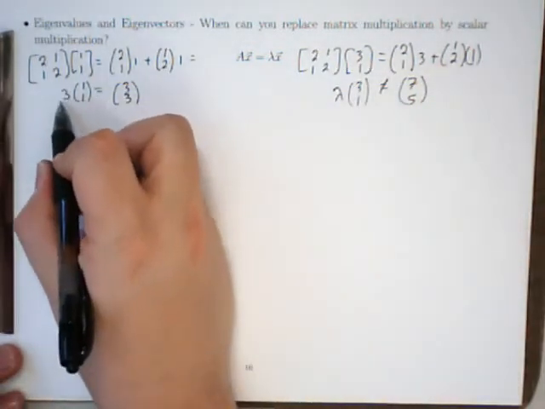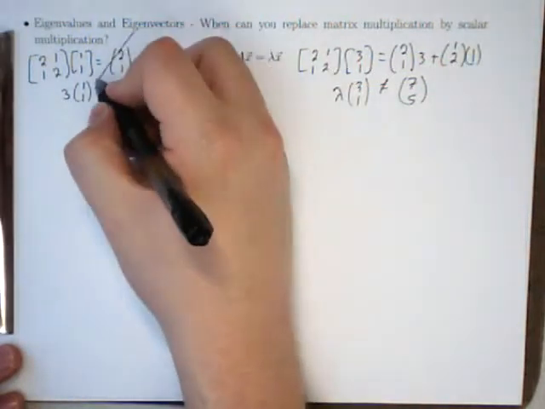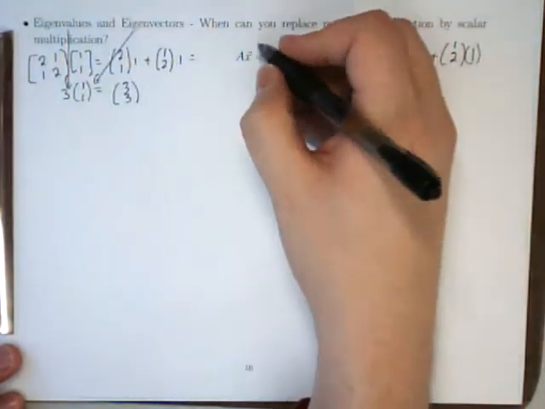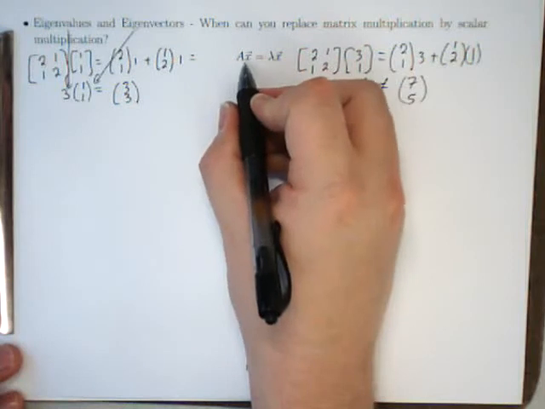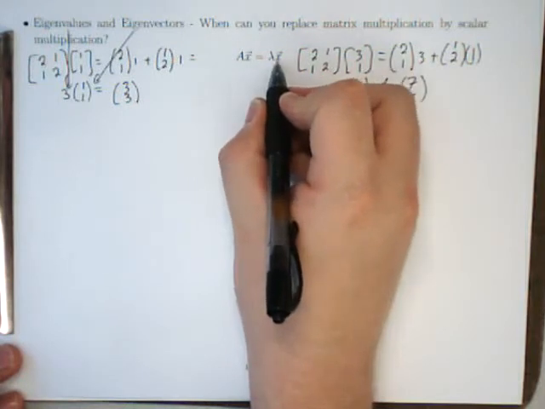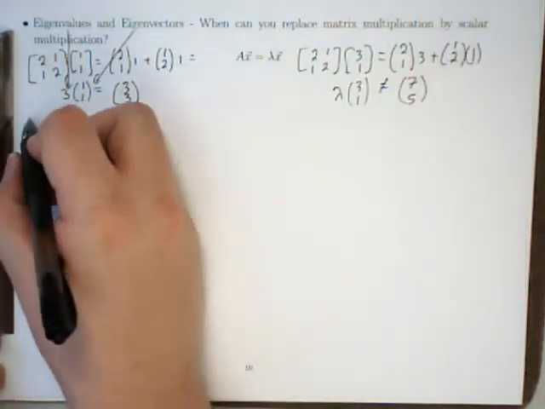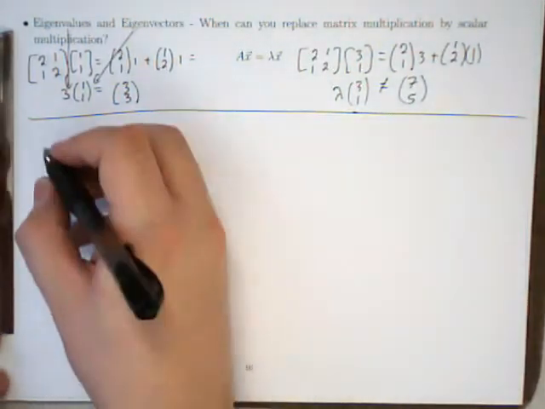This number is called an eigenvalue. This number is called an eigenvector. So the idea is, when can you take a matrix and multiply it by a vector and get a scalar times the vector? Now, let's jump down and look at this in general.